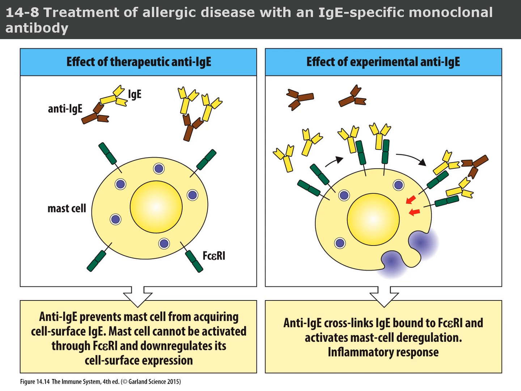reduced. On the right, experimental anti-immunoglobulin E antibodies bind to immunoglobulin E already attached to the high-affinity receptor. This cross-linking activates mast cells, leading to their degranulation and triggering an inflammatory response. This highlights the importance of carefully designing anti-immunoglobulin E therapies to avoid unintended activation of mast cells.